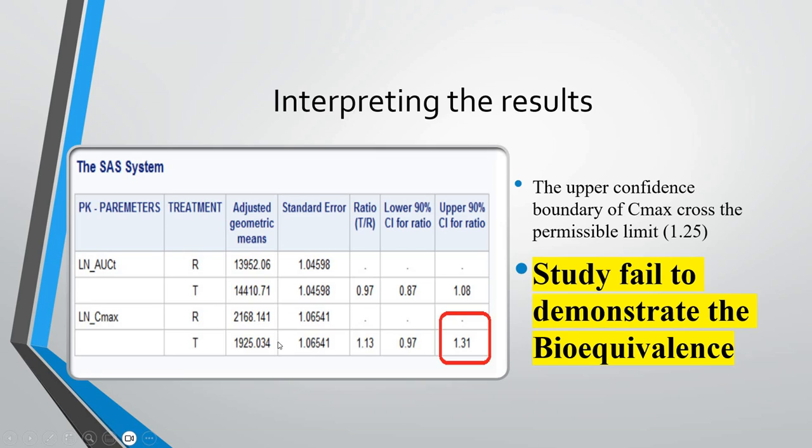So you can see here, for Cmax, the data has been given, and the T by R ratio is 1.13. Okay, still I am in the boundary, but when I take the confidence interval, the upper limit is crossing the upper threshold. So it means that it is not equivalent, it's going beyond. And for a confirmatory bioequivalence, we should be equivalent on all the PK parameters. That's why this simulated study failed. And this is what we conclude.